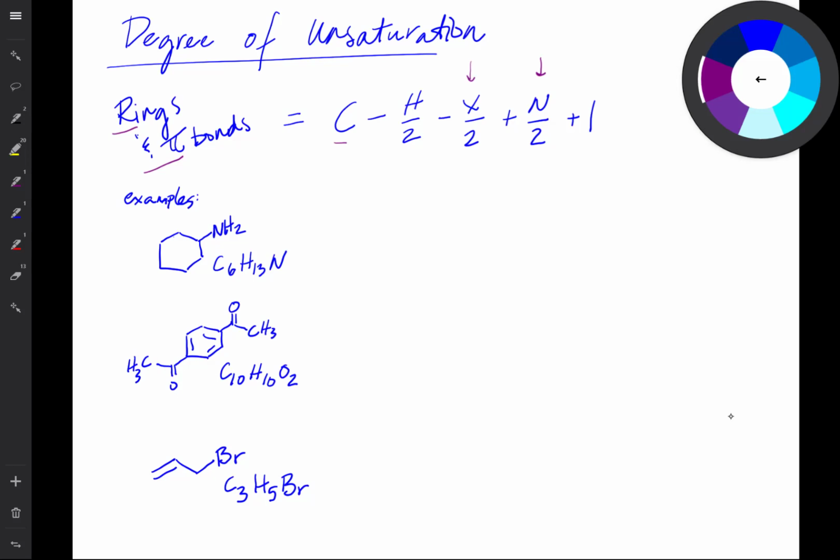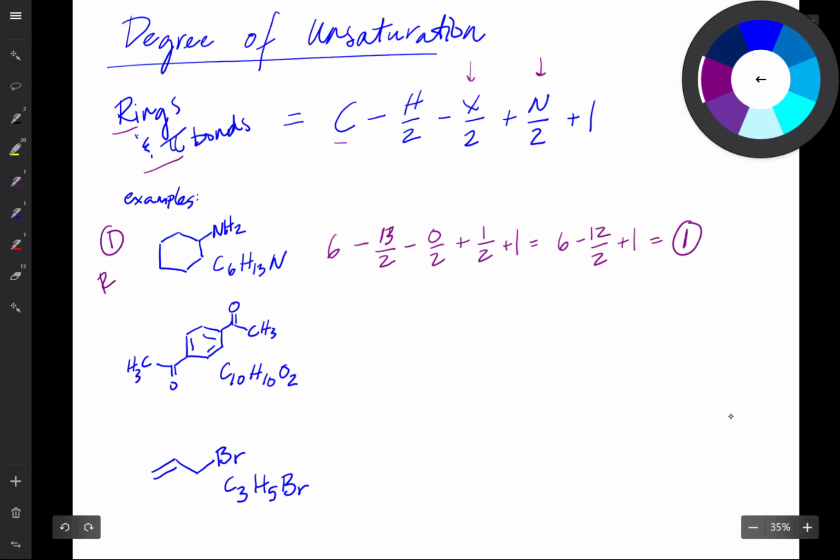Let's do some examples. Here we've got cyclohexylamine. Our formula is C6H13N. We have 6 carbons. There's 13 hydrogens. We don't have any halogens, so that would be 0, plus 1 nitrogen. Let's do some quick algebra here. 6 minus 6 plus 1 is 1. The degrees of unsaturation for cyclohexylamine is 1, and this comes from the ring.